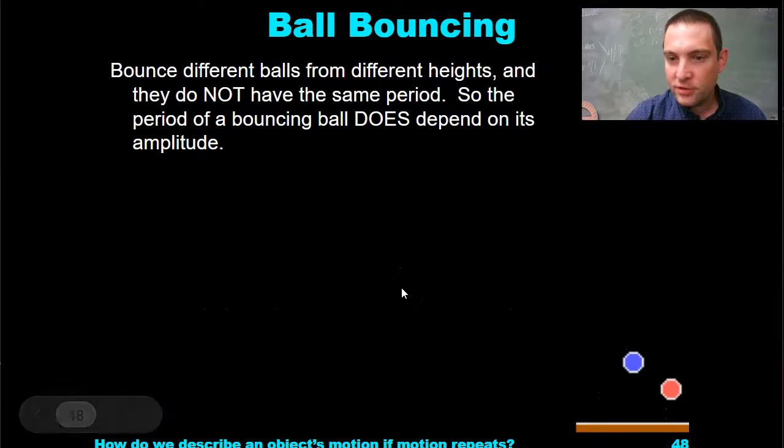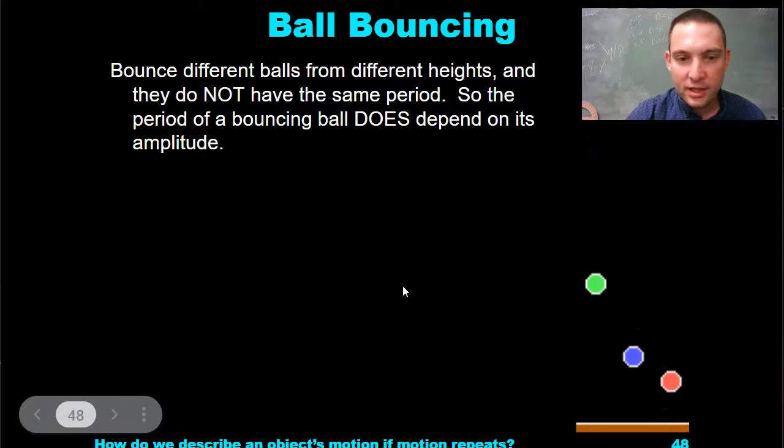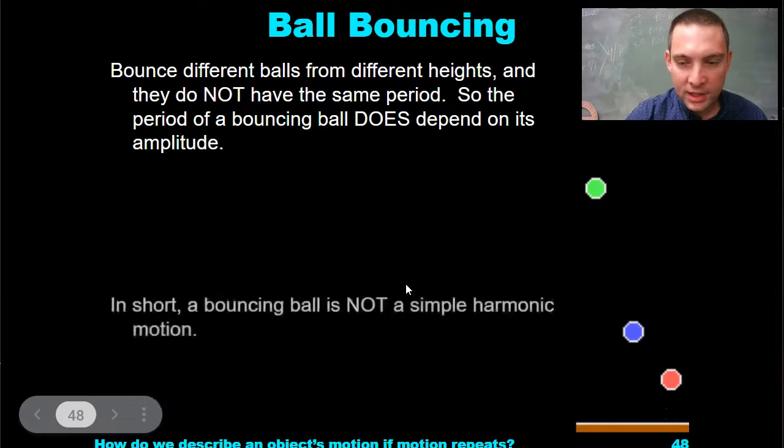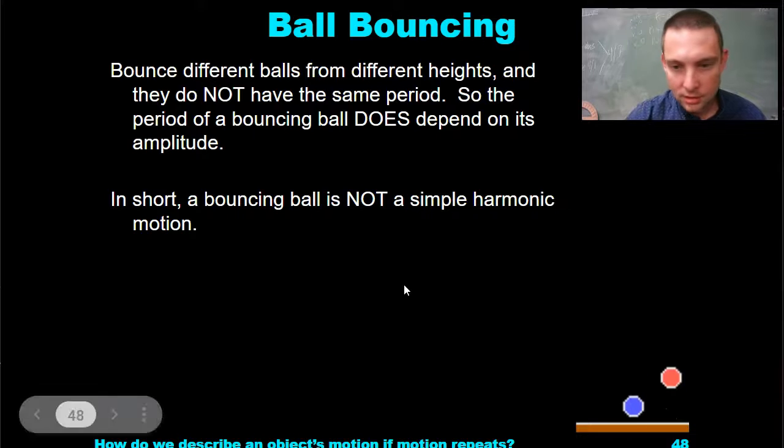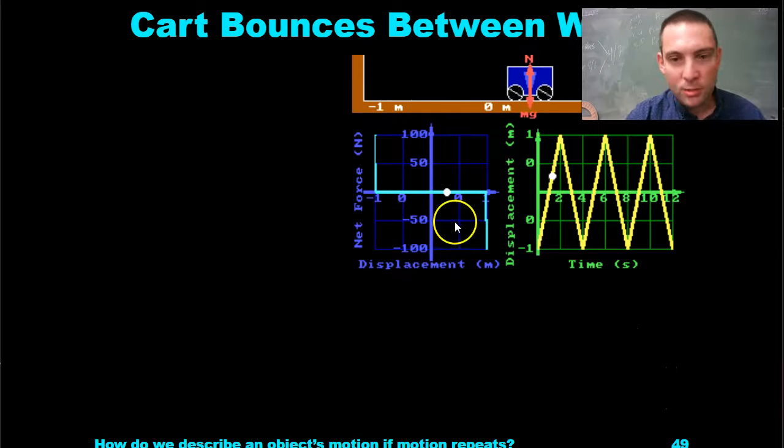Bounce different balls from different heights, and they do not have the same period. So does the period of a bouncing ball depend on its amplitude? Yes. So a bouncing ball is not simple harmonic motion.